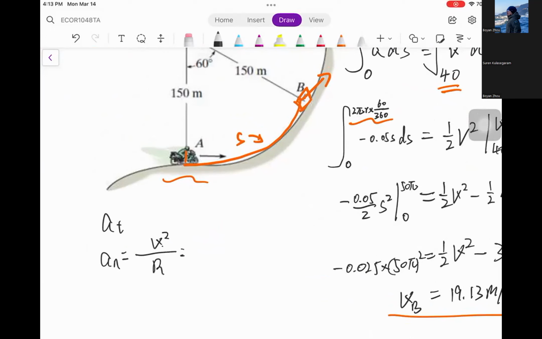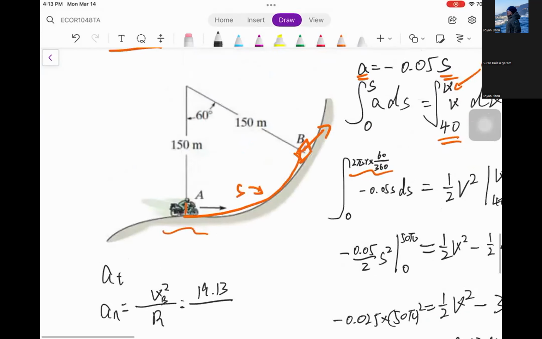And we already find that it's 19.13. And the r is a constant value here. So it's 150 meter. So the normal acceleration is going to be 2.44 meter per second square.